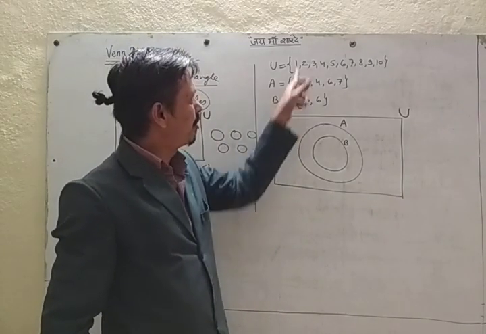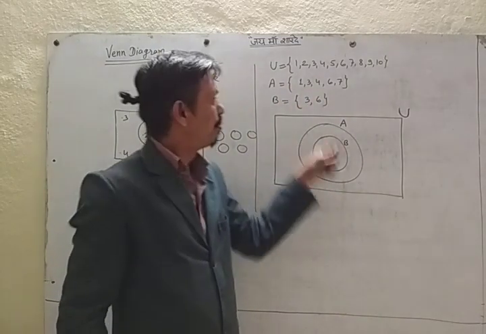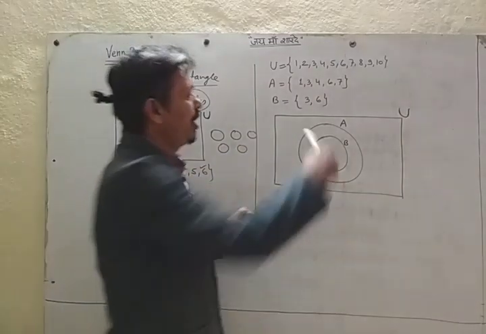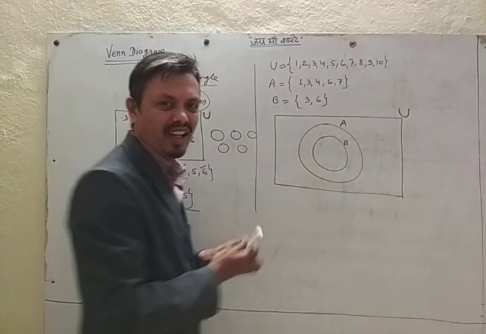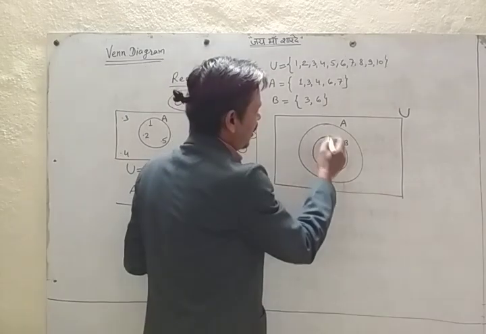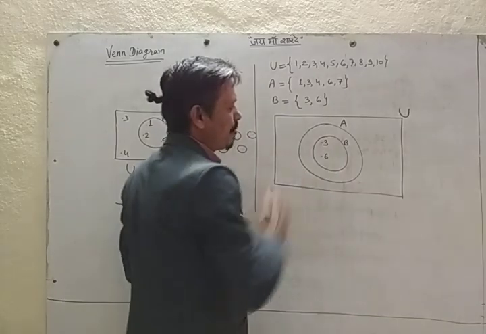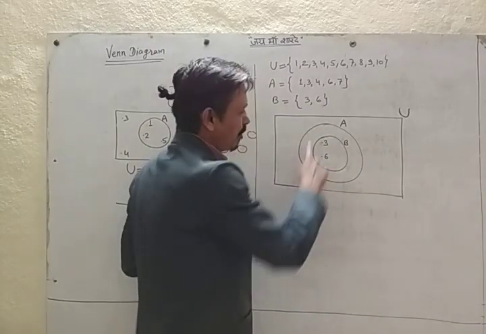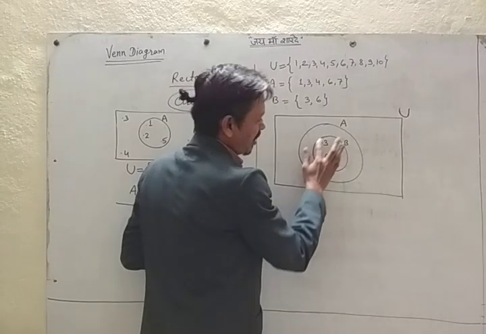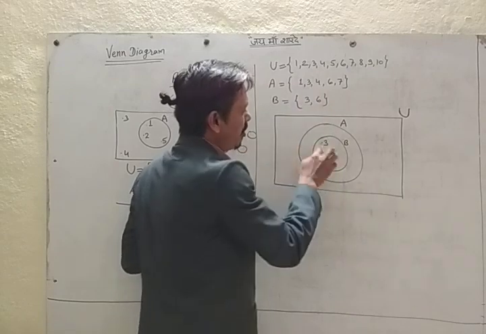A and B are subsets of U, so A and B will come in this rectangle, but B is a subset of A, so B will be inside this set A. ठीक है? Now B has elements 3 and 6, so 3 and 6 we can write inside this B, but it is a part of circle A, part of set A, है ना? This circle is part of this bigger circle. So the elements 3, 6 of A we already wrote.